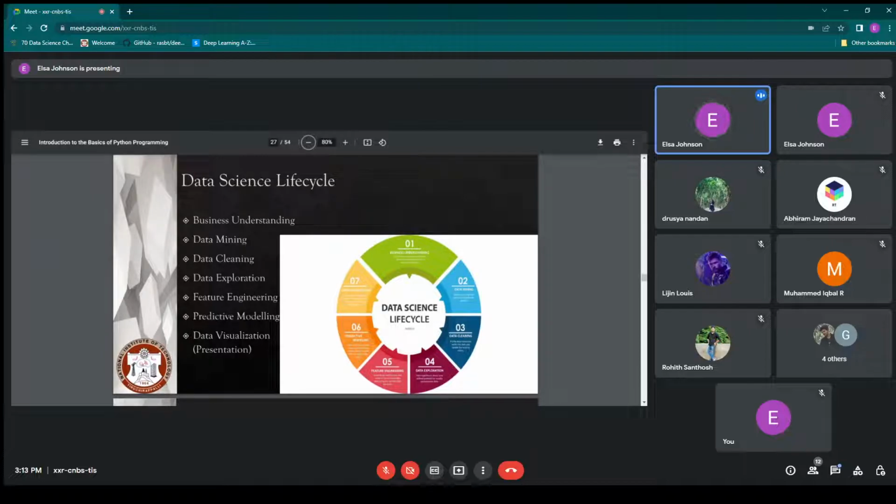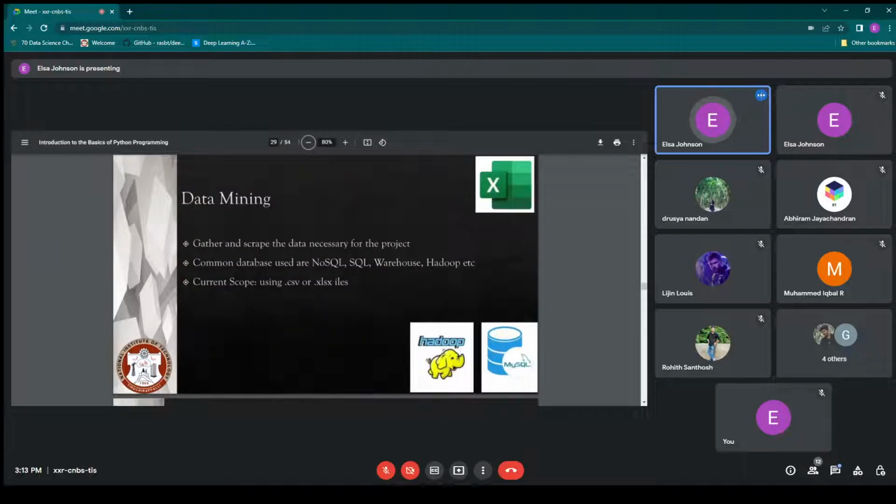Okay, so in the first step, you have identified a particular problem, and based on that problem, you'll be doing data mining. Data mining means gather and scrape the data necessary for the project. So in that, collection of data. When some objective is understood, then you should have certain aspects of that problem to be collected. Now there are different common databases like SQL, Hadoop, etc. And how you are analyzing the data currently is in terms of .csv or .xlsx files.